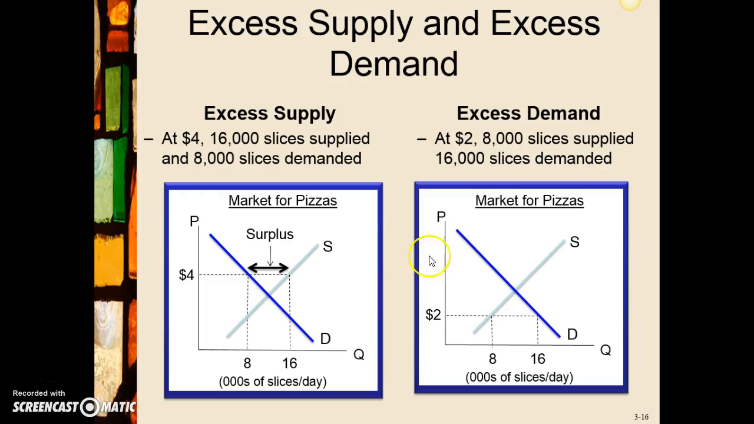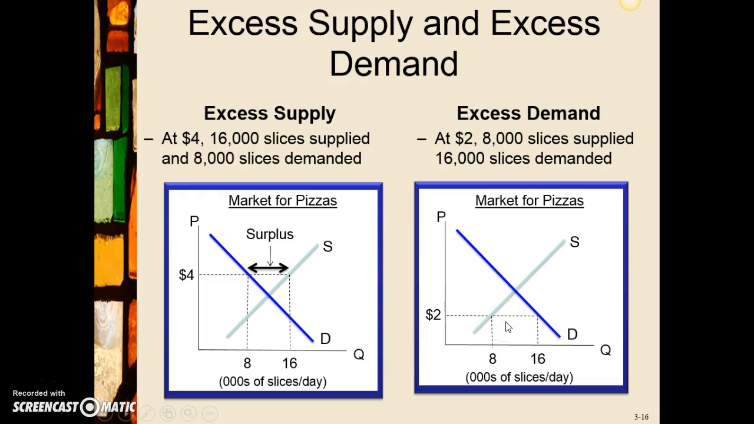Okay? Now imagine, if you will, that the price went too far, that they were price cutting, and they ended up at $2. Well, now at $2, we'd have excess demand, and it would be, again, 8,000 slices of excess demand because 16,000 are demanded, yet only 8,000 are going to be brought to market.